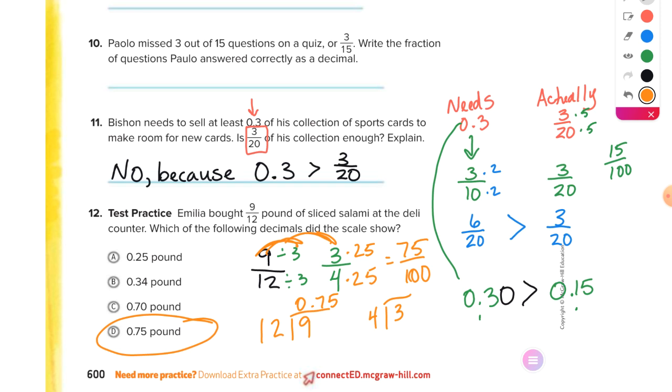Which one would be easier to divide out? 9 divided by 12 or 3 divided by 4? Do you guys know your multiples of 12 or your multiples of 4 better? Probably your multiples of 4. So that's why I suggest anytime you have a fraction that can be reduced, reduce it first. Because even if you end up having to divide it out, you're dividing out smaller numbers now. Okay? Clear as mud? I know. Is it clearer than mud?